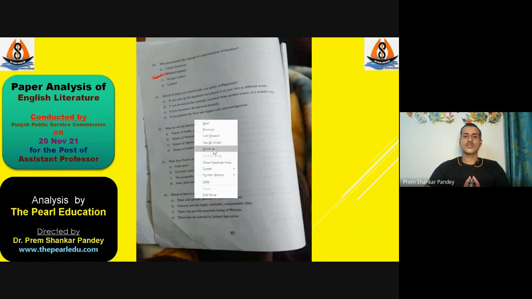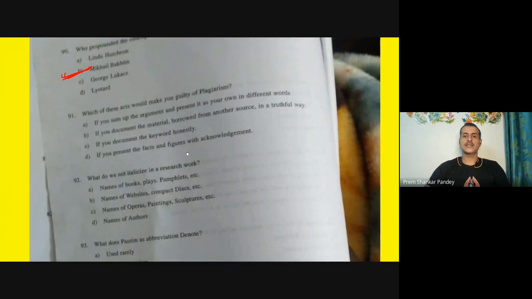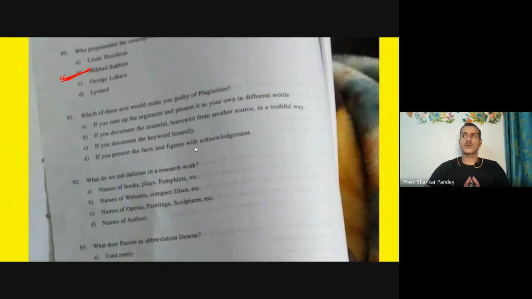The next question, which of these acts would make you guilty of plagiarism? Now, very important questions from research methodology. I have taught research methodology in class, and I want all of you to give the right answer to all the questions of research methodology. So which of these acts would make you guilty of plagiarism? The first option, if you sum up the argument and present it as your own in different words.